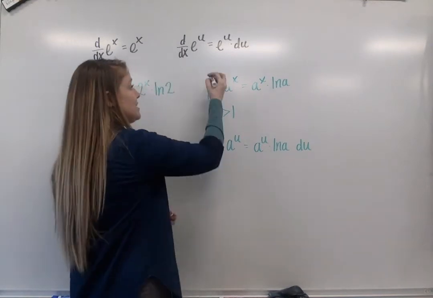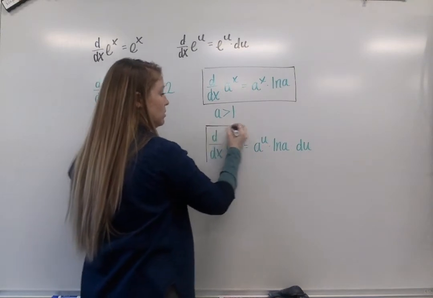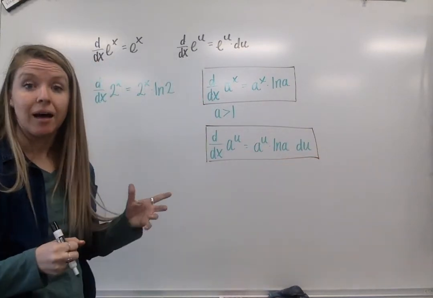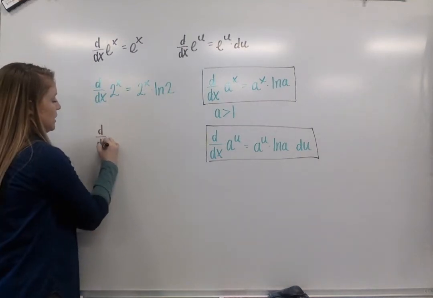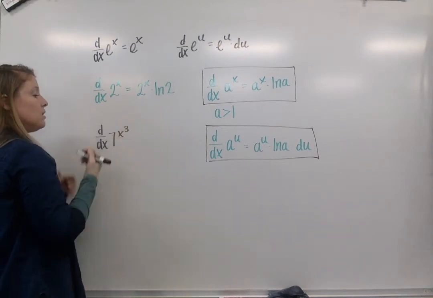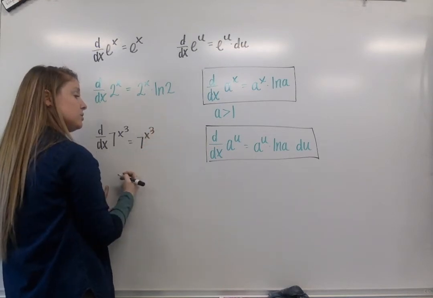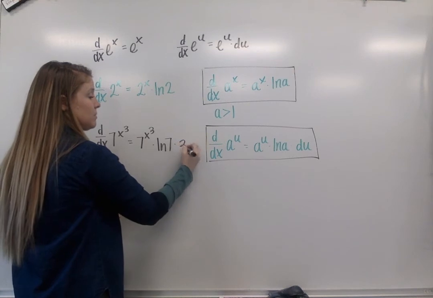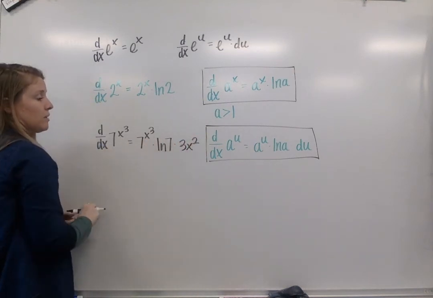So let me give you an example of that. Again, this is just a rule I need you to know. One or the other, as long as you understand chain rule, you should be set up, but you've got to know this rule. So if we were to take the derivative of 7 to the x cubed, the derivative of 7 to the x cubed is 7 to the x cubed times the natural log of 7 times 3x squared. 3x squared comes from the derivative of x cubed.